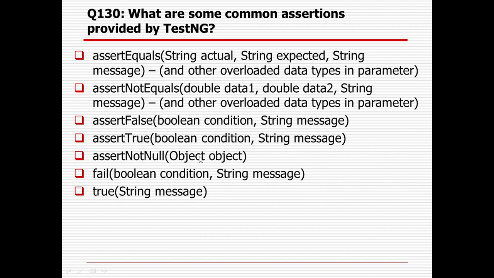AssertNotNull: you need to give the object reference. In case the object is not null, obviously it will pass. And fail: if it is failing, no error message will be there. In case it is passed, it will throw the error message. Similarly, isTrue: in case the boolean condition is true, the assertion will pass, otherwise it will give the message.